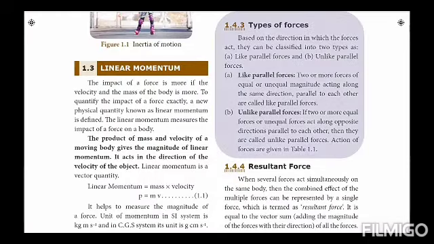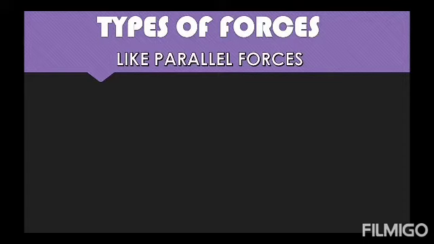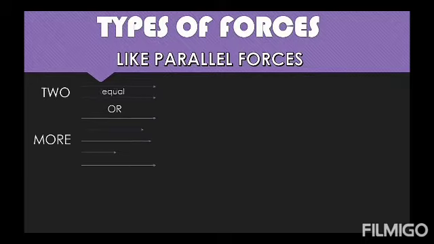Now in your book page number 3, types of force are given. What are the types of force? Like parallel force and unlike parallel force. So see here, like parallel force: two or more forces of equal or unequal magnitude acting along the same direction, parallel to each other, is called like parallel force. Unlike parallel force, what is the difference? Everything else is the same, but instead of the same direction, here it will be the opposite direction. First we can learn about like parallel force.